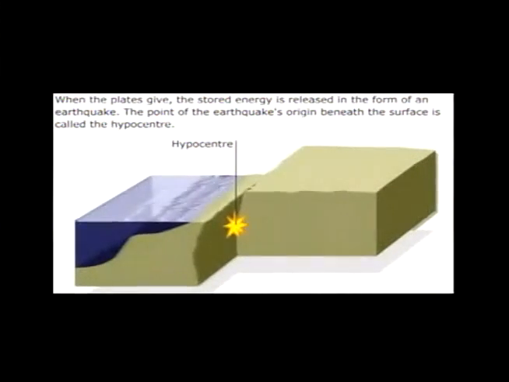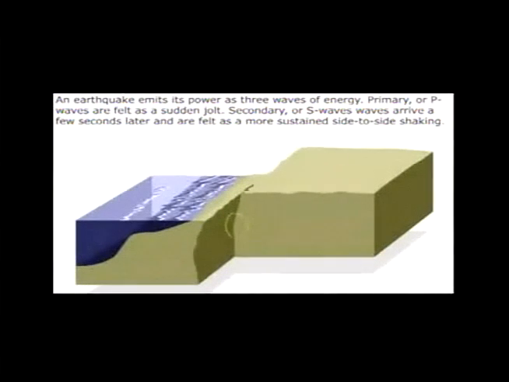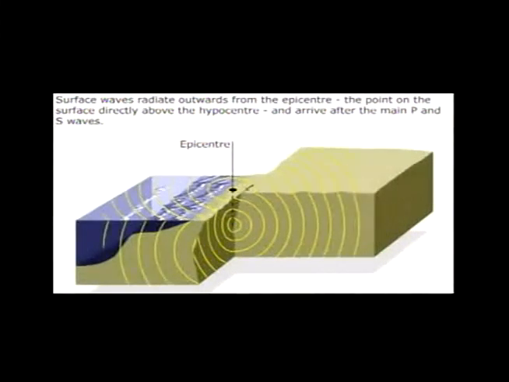The point of the earthquake's origin beneath the surface is called the hypocenter. An earthquake emits its power through waves of energy. Primary or P waves are felt as a sudden jolt. Secondary or S waves arrive a few seconds later and are felt as a more sustained side-to-side shaking. Surface waves radiate outwards from the epicenter, the point on the surface directly above the hypocenter, and arrive after the main P and S waves.